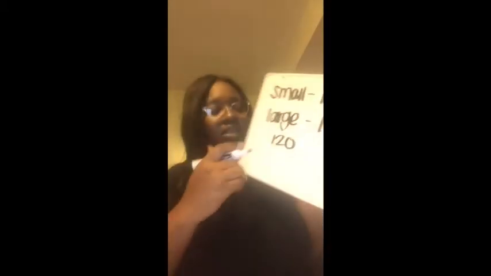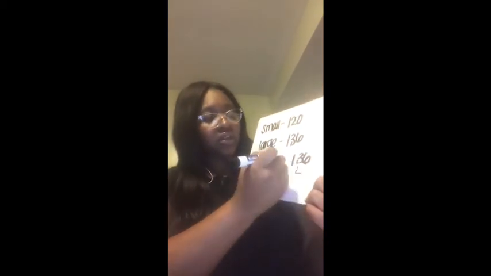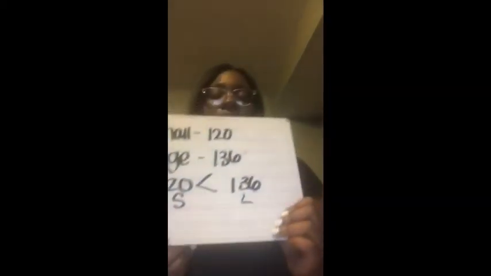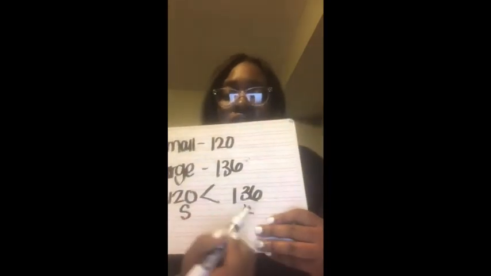Now, here's where greater than, less than, and equal to come into play. It says, are there more books in the small boxes or in the large boxes, and how do you know? So we know that our small boxes had 120 and our large had 136. So now let's write that out as an equation to see if we can compare and see which one is greater than and which is less than. So this is our small, this is our large. We're going to make that gator eat the bigger number, which is 136.